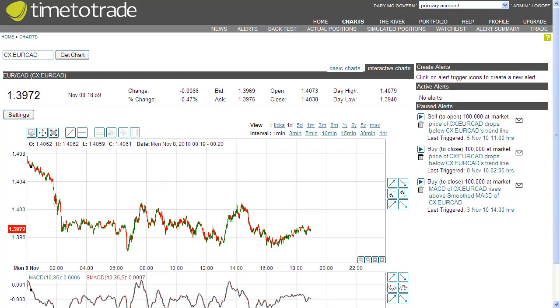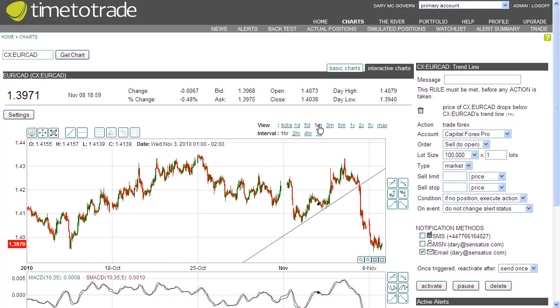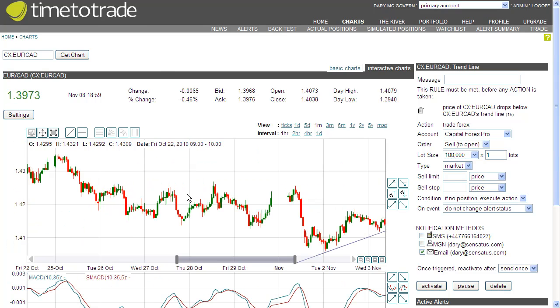In the last video on the EURCAD, we set up some trades that we'll take a look at. We set up a rule that would sell to open a position when the price broke through this trend line. So when we looked at this trade last, I believe the chart was about here. So the strategy was to sell when the price broke through this trend line.